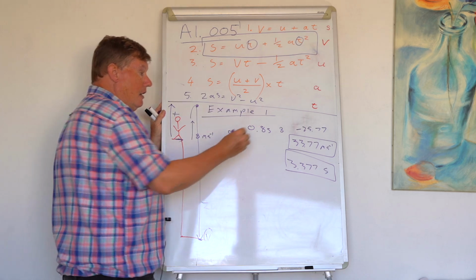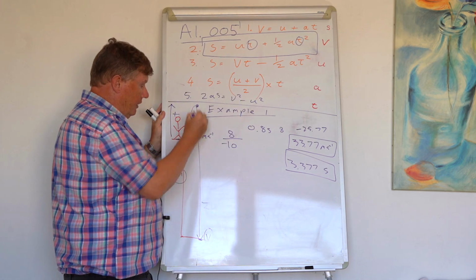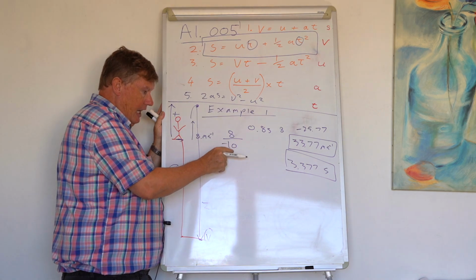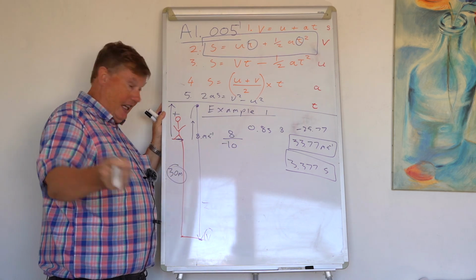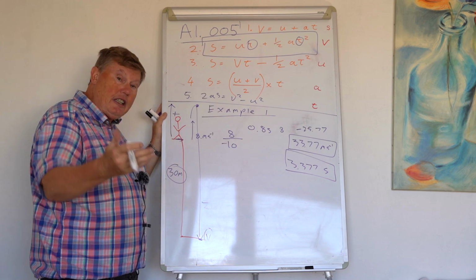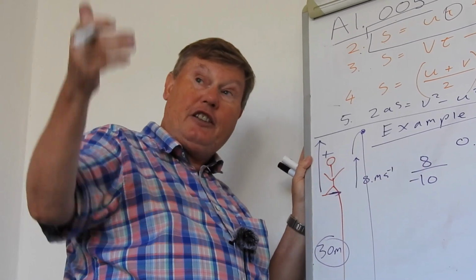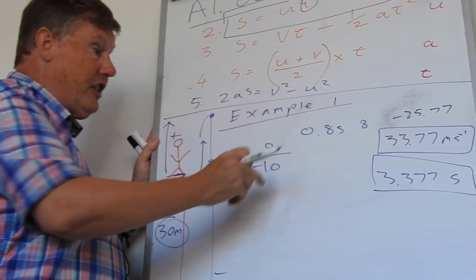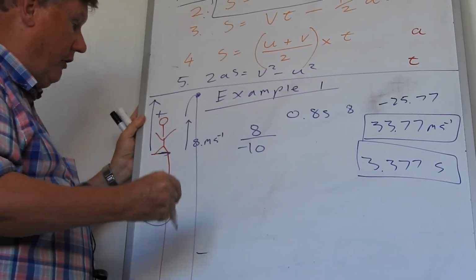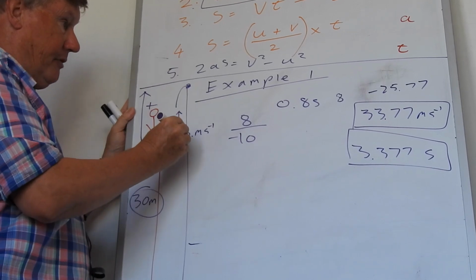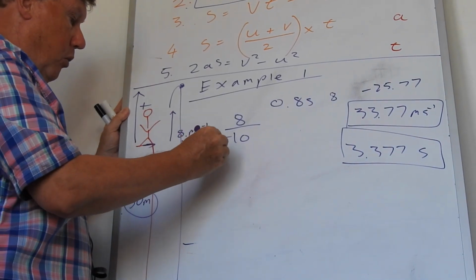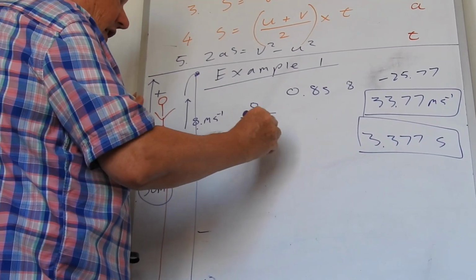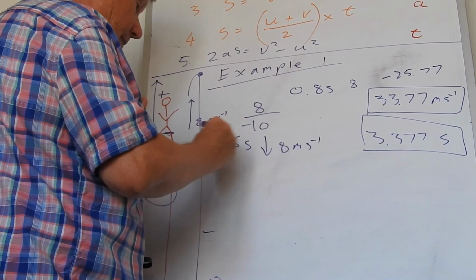And it will take another 0.8 of a second to come back down again. Why? Because acceleration of minus 10 means that it slows down by 10 meters per second every second. So in order to slow down by 8, it's going to be 8 over 10, 0.8 of a second. So I also know that it's going to get back to this point at time 1.6 seconds, and it'll be travelling down at 8 meters per second at that point.